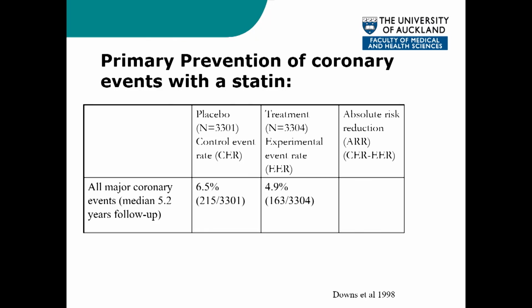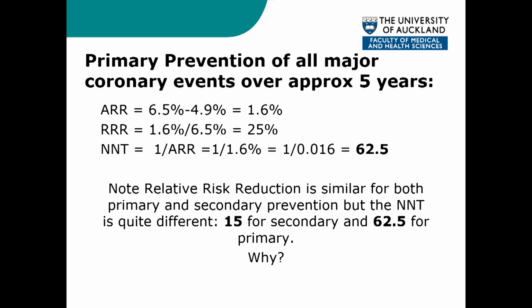This is primary prevention of coronary events with a statin. As you can see there, all major coronary events in the placebo group were 6.5%. Compare that to the previous table of 22%. 4.9% of people got an event who got the treatment, and the absolute risk reduction is 1.6%. So much smaller. So the numbers needed to treat here are 1 over 1.6%, which is 62.5. So the numbers needed to treat here are 62.5 in primary prevention and 15 in secondary prevention.